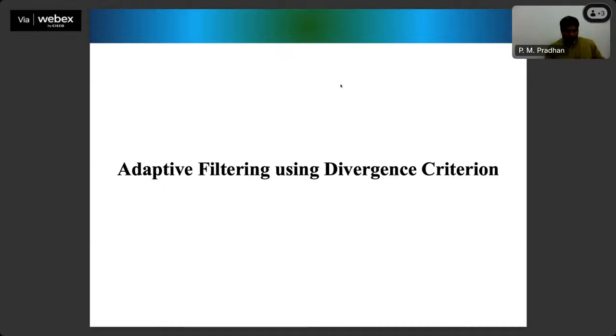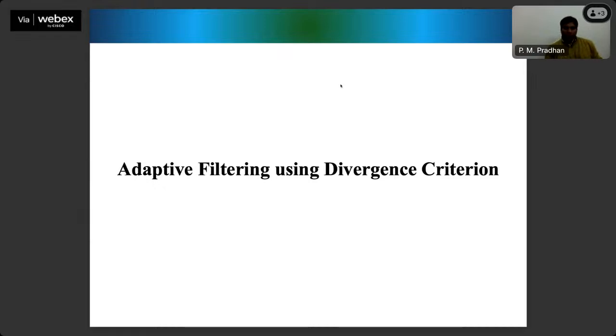Yeah, good evening, everyone. Myself, PM Pradhan from IIT Roorkee. So in today's talk, I will be discussing a criterion which is called the divergence criterion, and how that is helpful in adaptive filtering.